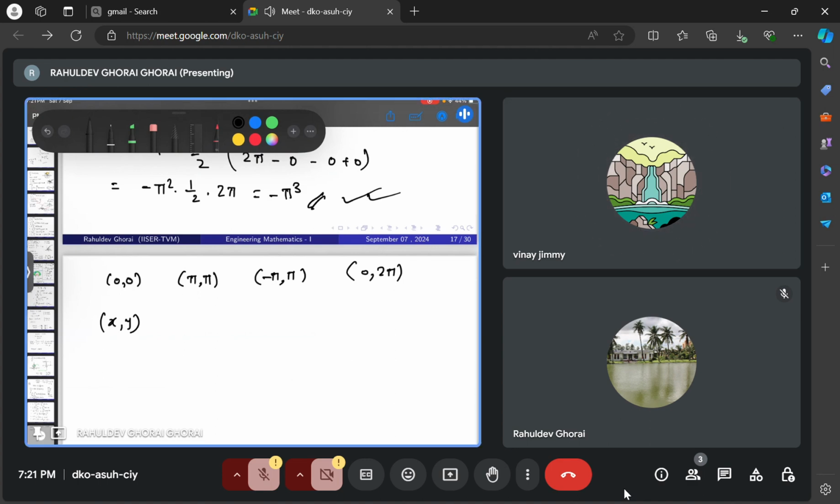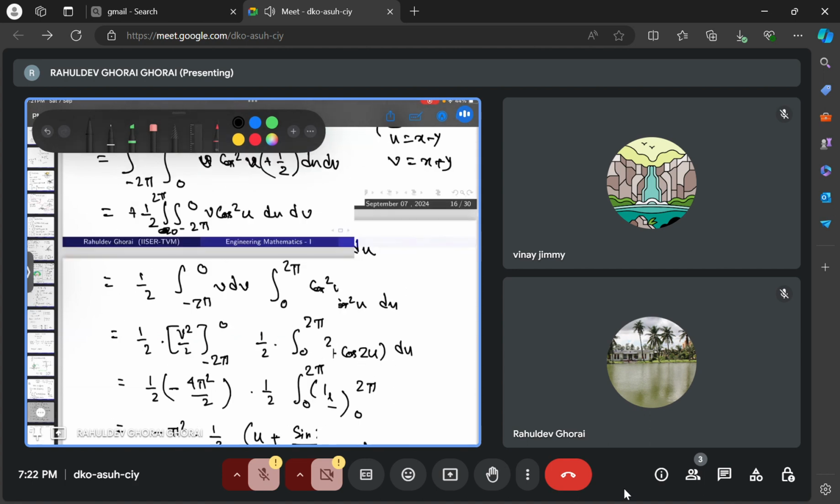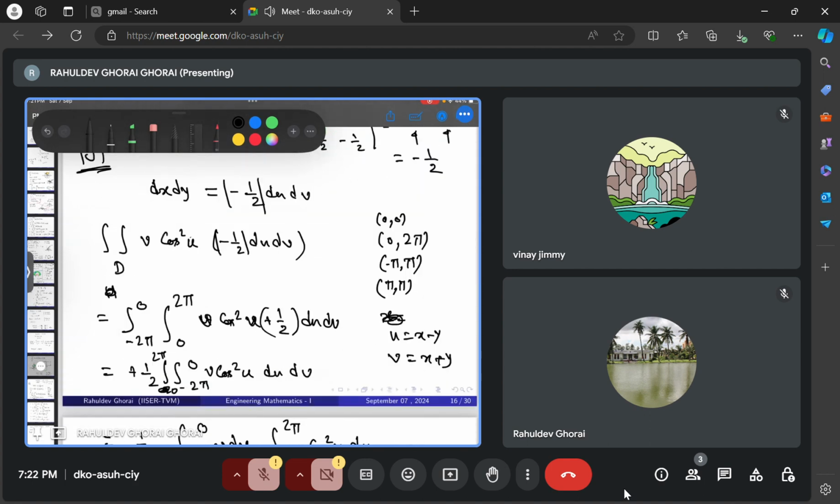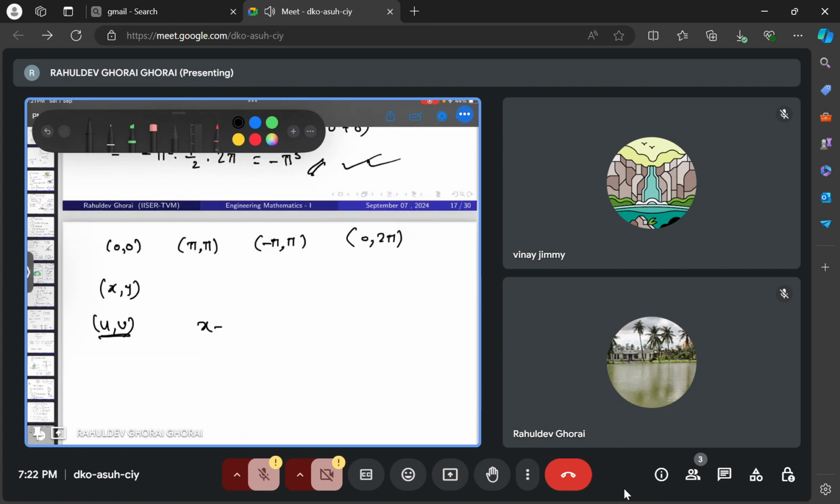Yeah, x, y, 2 pi is on the y axis. So when you take uv, u will be x plus y and v is x minus y. So from this, if you do x plus y, what are the possibilities you will be having? You take the maximum and minimum while taking the limit from u to v, right?